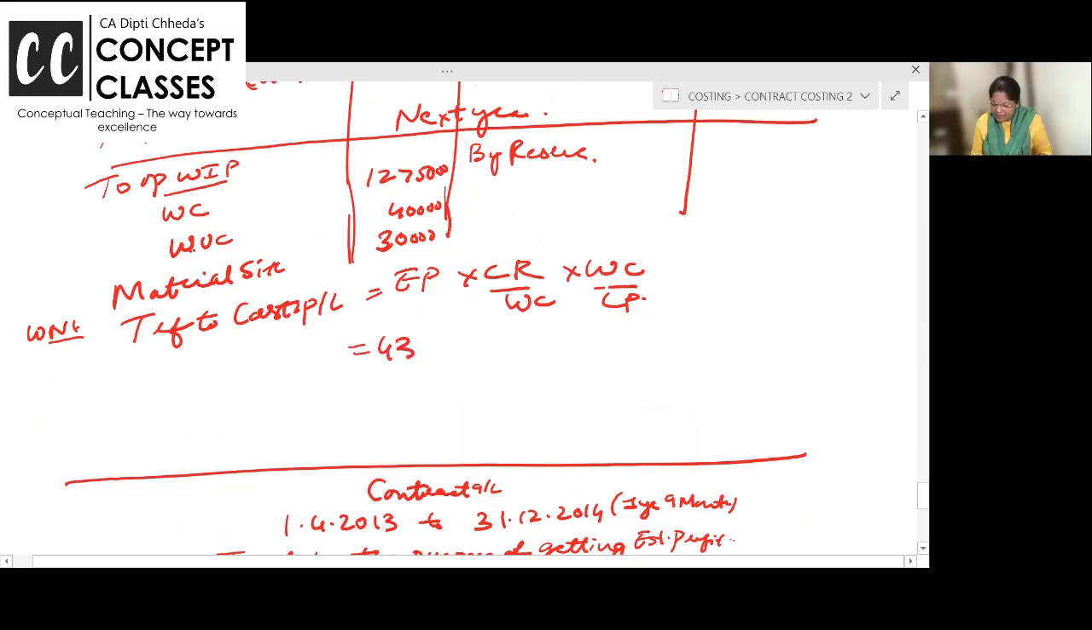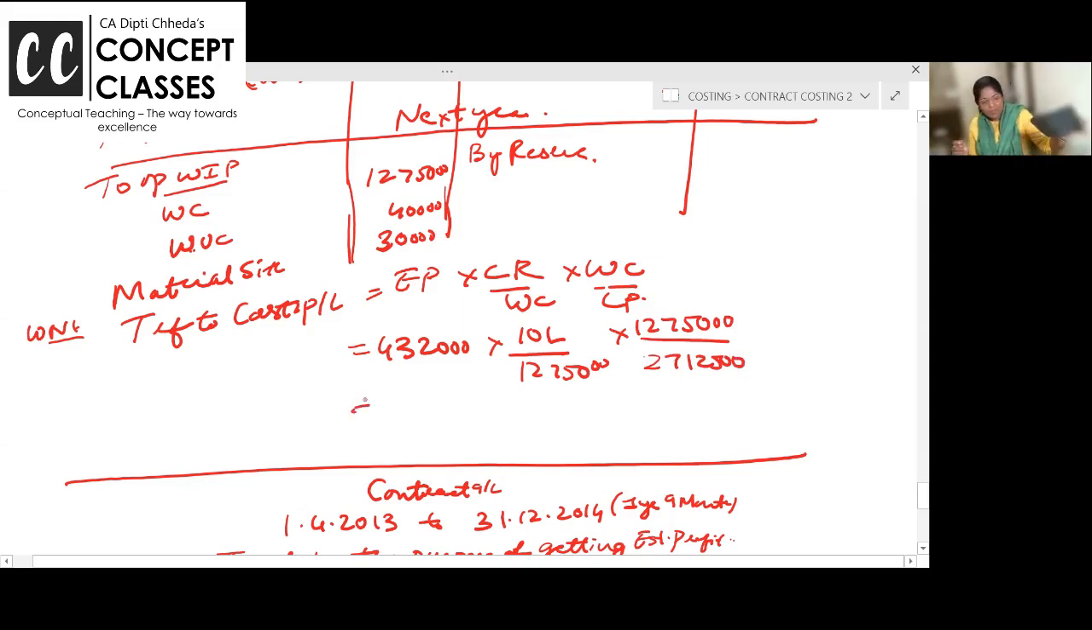So what is estimated profit? 432. What is the cash received? 10 lakhs. What is the work certified? 12,75,000 into 1275. And what is the whole contract price? 27,12,500. अब करो आप.